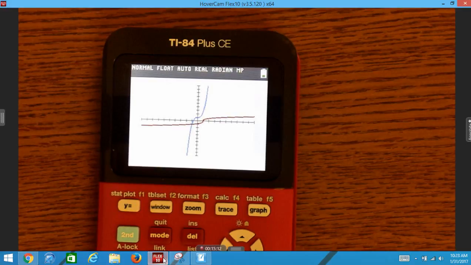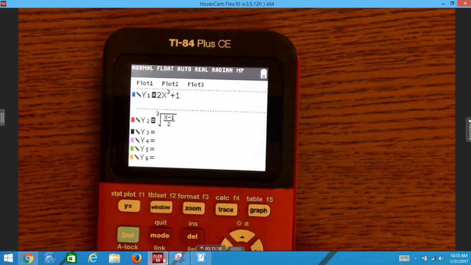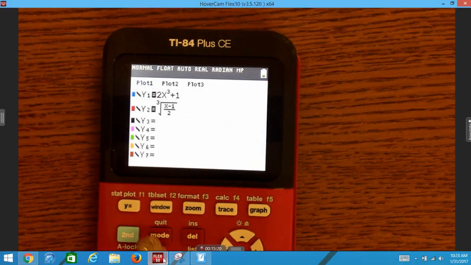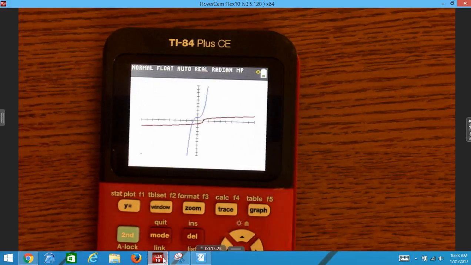Okay, so if I drew in my y equals x line, actually, we can put in the y equals x line. Go to y equals. Y equals x. Make one of them y equals x. There.